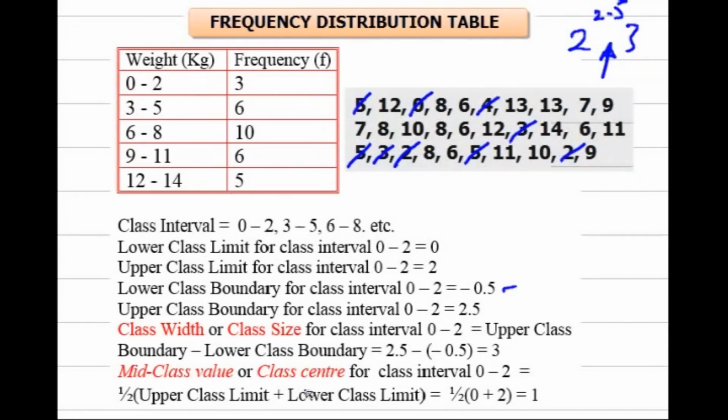Then the last thing I want to explain to you is the mid-class value, or the class mark. We call it the class mark in some books. The class mark is when you add the two limits and divide by 2. This plus this over 2. That's the class mark. That's the center of the class interval.